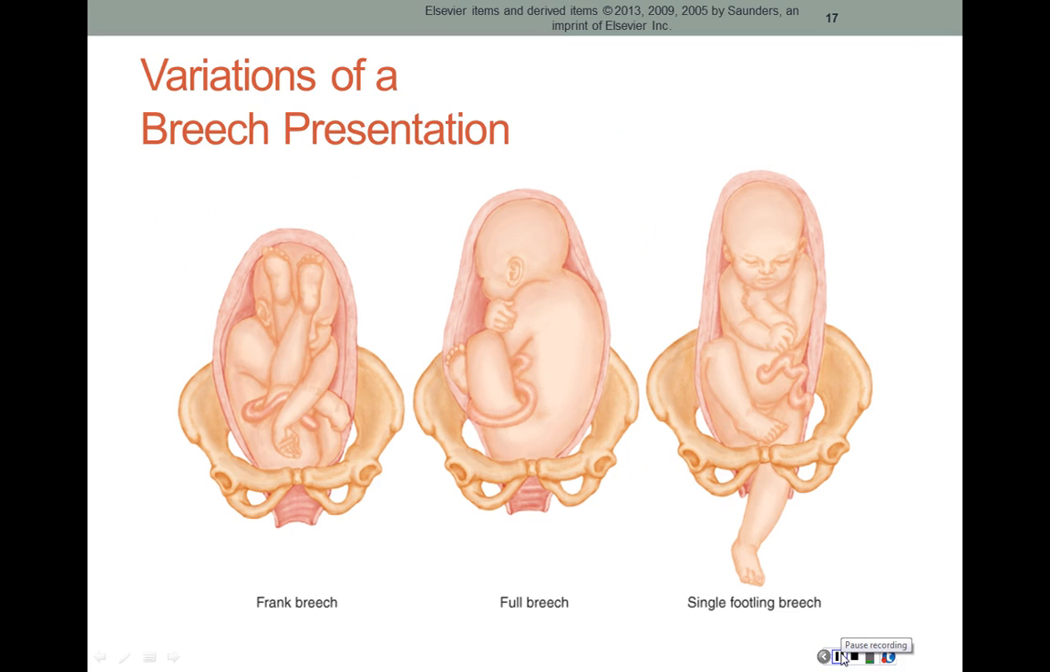So these are variations of breech presentation. We have frank breech, which is where the feet and the legs are fully extended up. Baby's basically folded in half with the buttocks presenting first. Full breech, this is where baby's legs are crossed. They're not fully extended. And then we have single footing breech, and that's where one foot presents before the other.